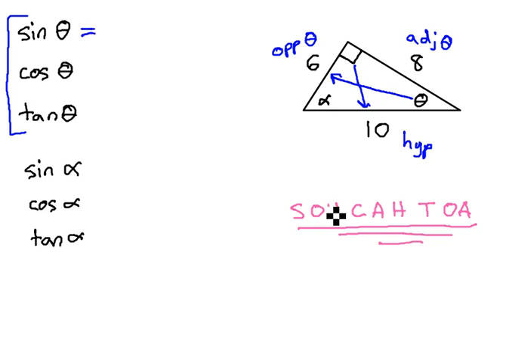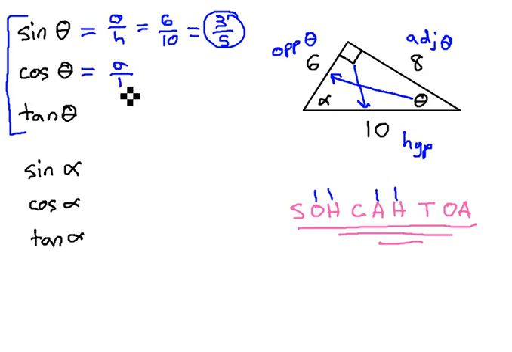So when we're asked to find sine, which is the opposite over the hypotenuse, the opposite value was 6, and the hypotenuse value was 10, and 6/10 reduces down to 3/5. The cosine from SOHCAHTOA we see is the adjacent over the hypotenuse. From theta, adjacent is 8, and the hypotenuse is 10. 8 over 10 reduces to 4/5. The cosine of theta is 4/5.